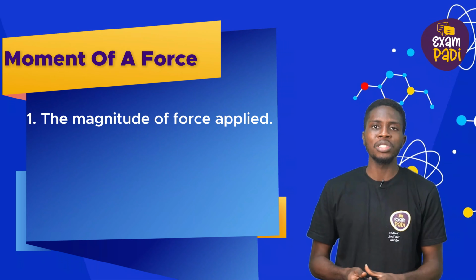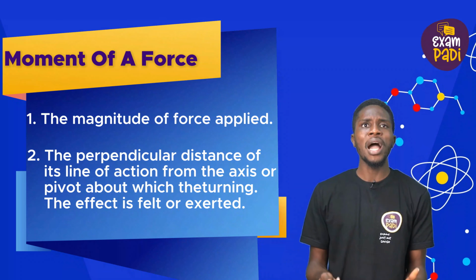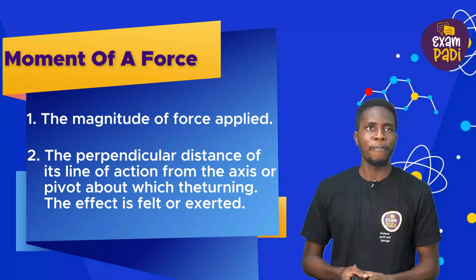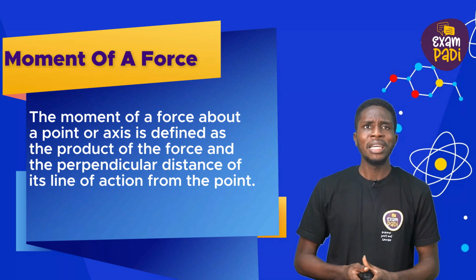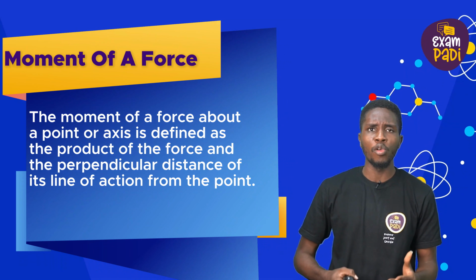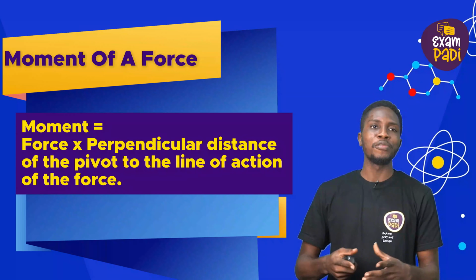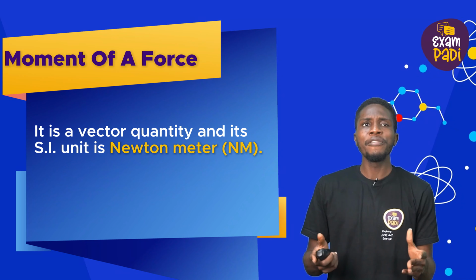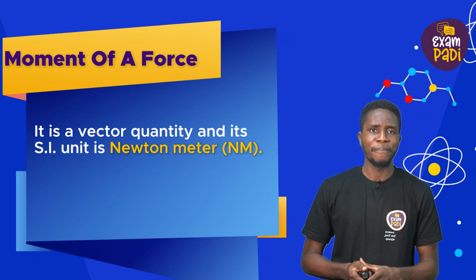1. The magnitude of the force applied. 2. The perpendicular distance of its line of action from the axis or pivot in which the effect is felt or exerted. Therefore, the moment of a force about a point or axis is defined as the product of the force and the perpendicular distance of its line of action from the point. Moment equals force times the perpendicular distance of the pivot to the line of action of the force. It is a vector quantity and its SI unit is Newton meter.